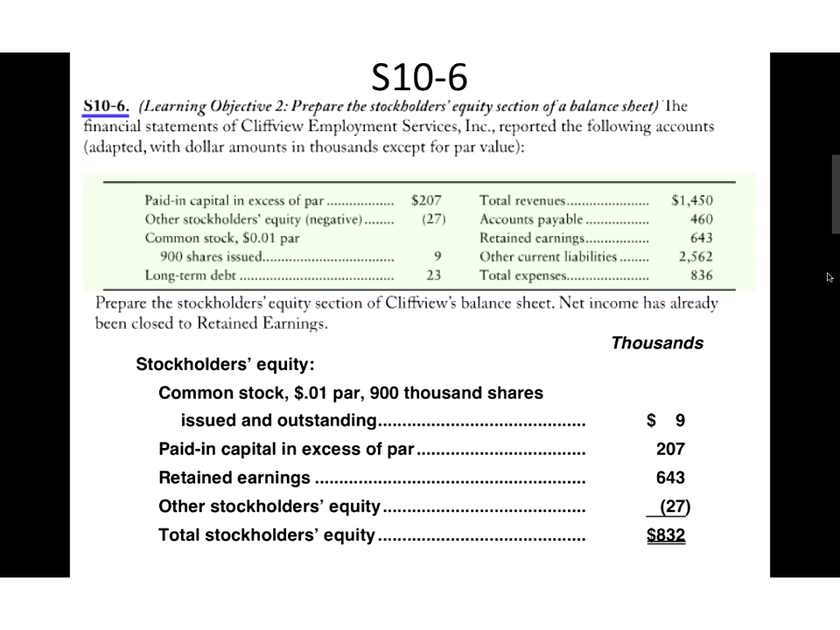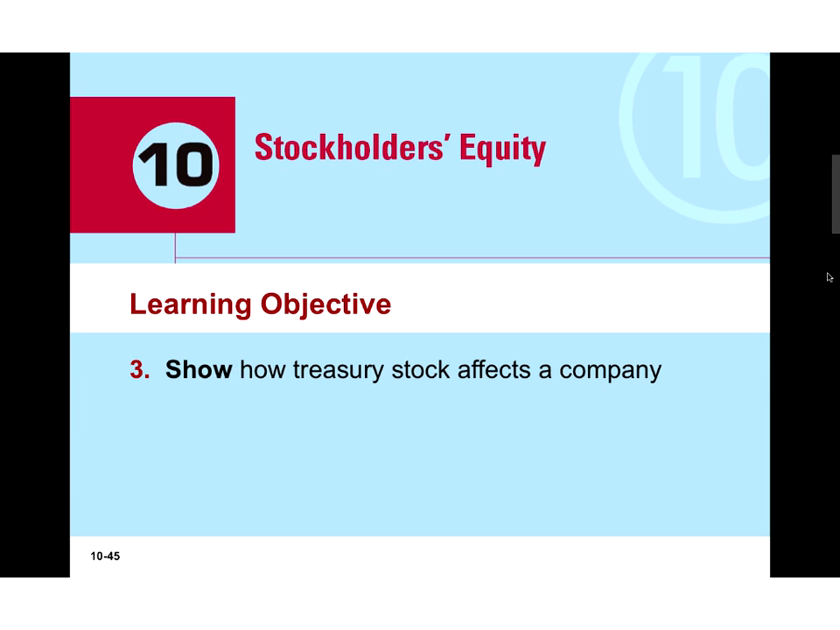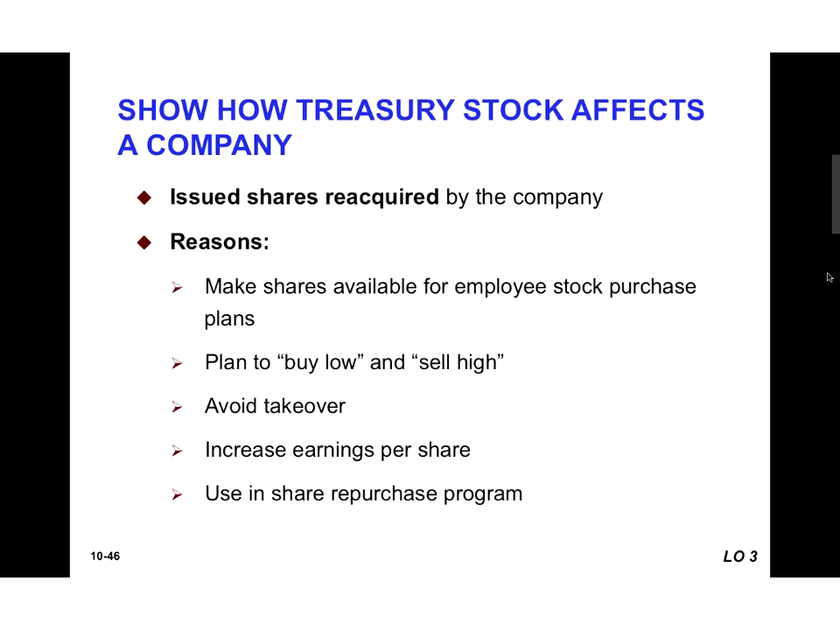Okay, one more concept for today. It relates back to the difference between issued and outstanding. I said the difference between number of shares issued and number of shares outstanding is the number of shares the company has bought back of its own stock. That's called treasury stock. Treasury stock is this next learning objective 3. Treasury stock are shares of stock the company has bought back of its own stock.